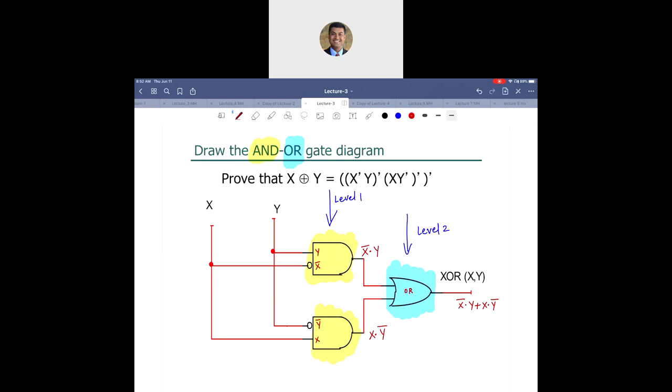Next, we are going to start pushing bubbles through. Before we do that, let me ask you where you are going to add those bubbles. Let me highlight those in pink. Where am I going to add bubbles? For the AND gates, I'm going to add bubbles at the output so that I can convert them into NAND. And for the OR, I have to add bubbles at the input side. And the good news is that those bubbles will cancel out, right?